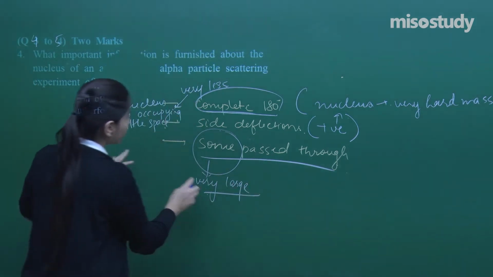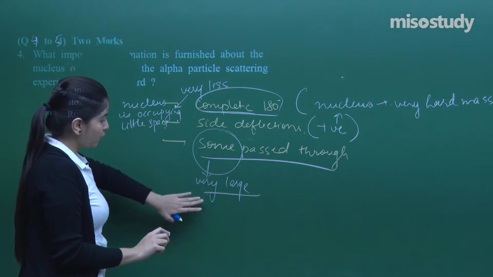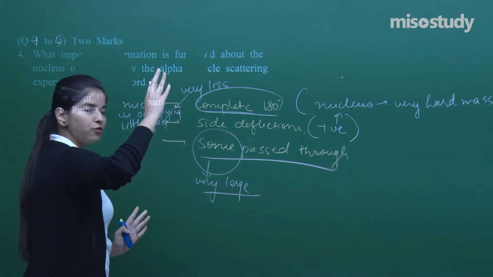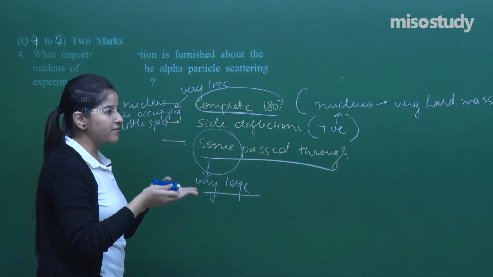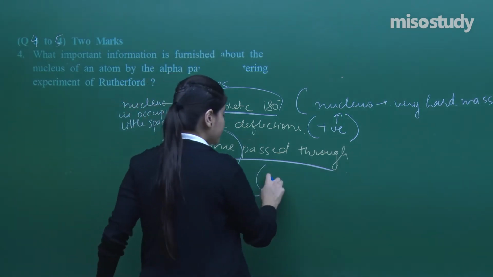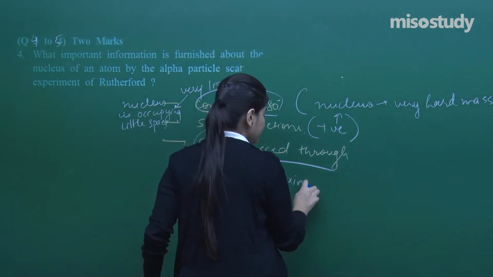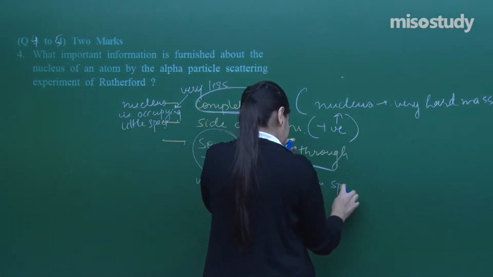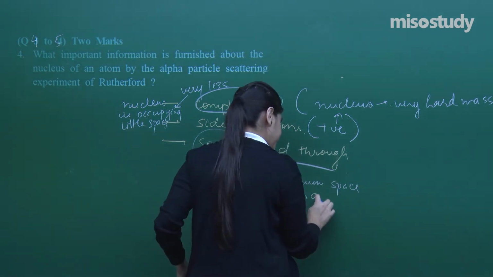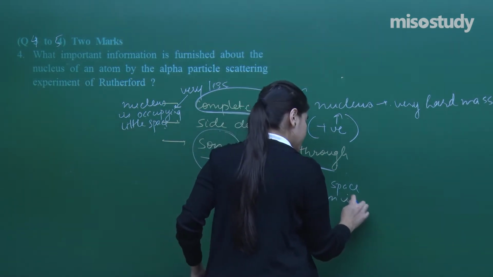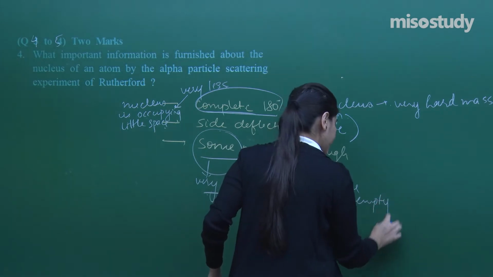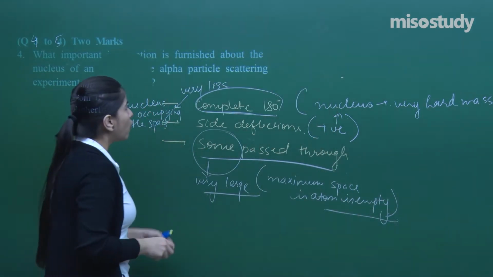So as compared to the 180 degree deflections, the very large ones were passing through. That means the rest of the space, maximum space, is empty. Maximum space in an atom is empty, right? So that is what all the observations are.